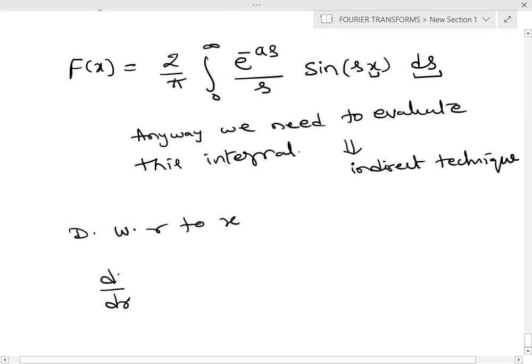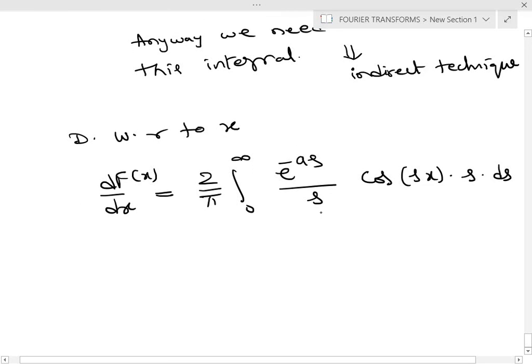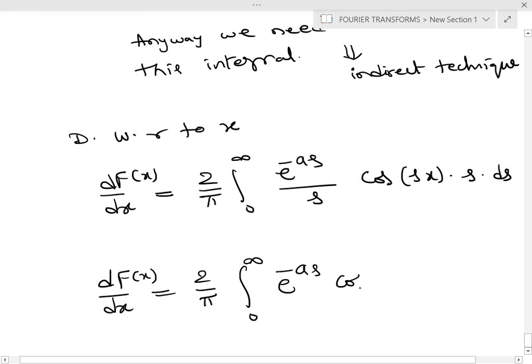That means d by dx of f of x. So we can do the integration inside. That is 2 by pi, 0 to infinity. You need not perform anything for e power minus as, but sine will become cos of sx, then sx will become s into ds. So s will cancel. Then d by dx of f of x is simply 2 by pi into 0 to infinity e power minus as into cos of sx into ds.